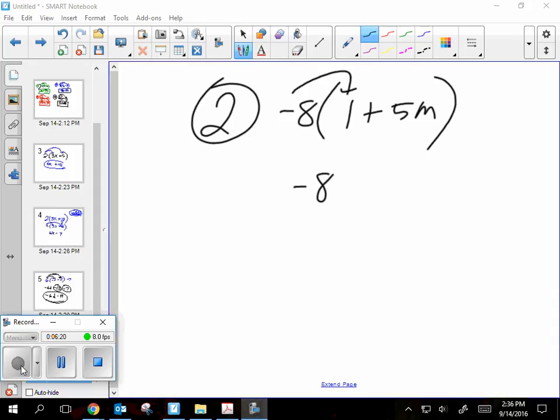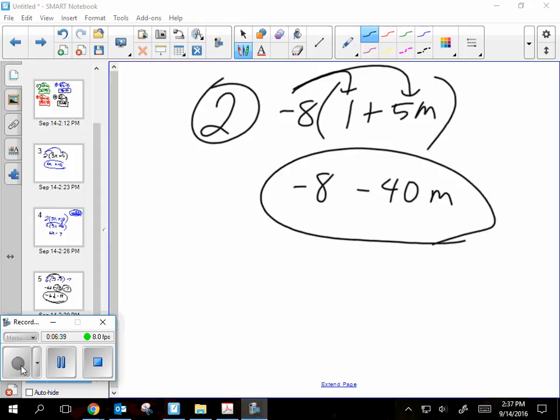And then the -8 times the 5m makes -40. And I just screwed up. Somebody tell me. A little louder. Come on, don't be shy. You're right. It needs an M. There you go. That's number 2.